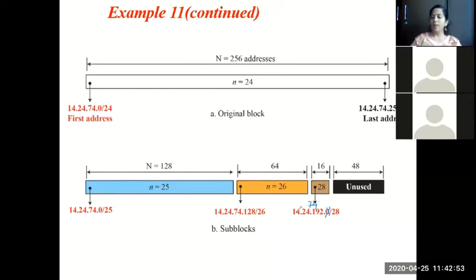So this is 14.24.74.192. That's the first address of the third subblock. And the last address of the third subblock would be 14.24, whatever we designed just now, 14.24.74. So the first 3 bytes don't change. The last address is 207. Correct? And there are 48 unused addresses which can be allocated further by the organization as and when it is expanded. So this shows the address division diagram in the previous problem.